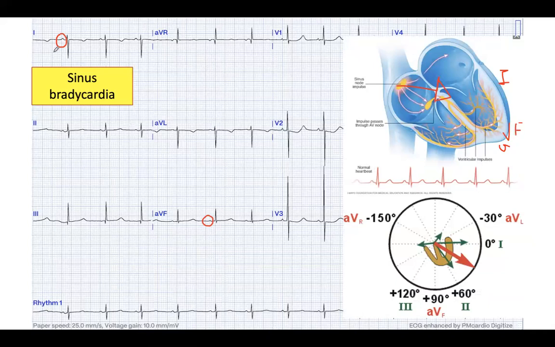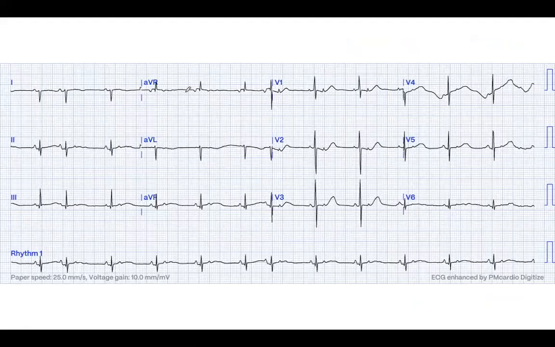So most likely the patient is having sinus bradycardia for whatever reason. Okay, so that's a nice example of sinus bradycardia in a baby. And like you said, there's one-to-one conduction. Okay, another example. So again, bradycardia for age in a baby.